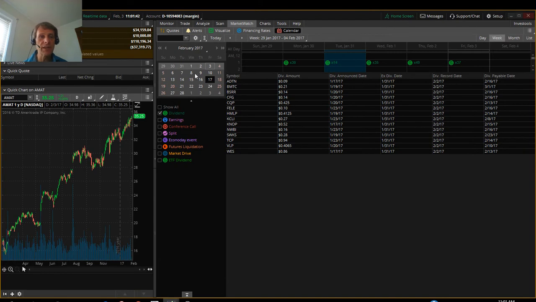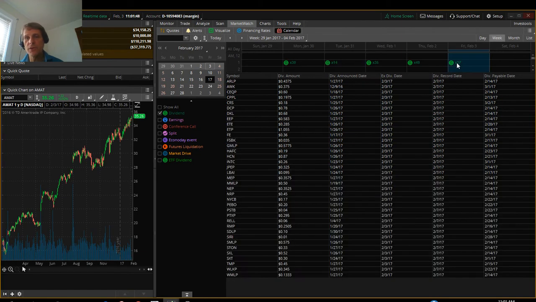Now today is the 3rd. So on the 3rd, there's 37 companies going ex-date today. That means if you want to qualify for any of these dividends, for any of these companies here, you would have had to have bought it yesterday or any day prior to today. So if you bought it today, you won't be eligible for the dividend that is going to be paid.